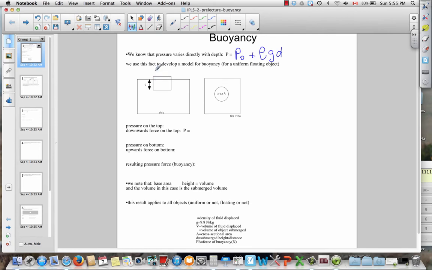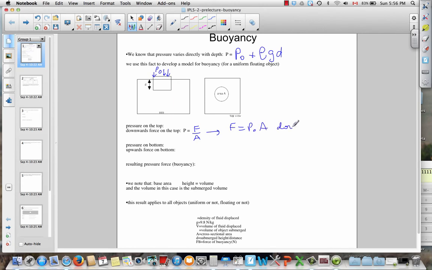Now, we know there's pressure here on the top. If it's floating, then it's exposed to atmospheric pressure. We know that a pressure is a force over an area. So that means the downwards force of air pressure on the top, the air will push in all directions, and it'll push down on the top. It'll also push a little bit on each side, but that'll cancel out. If we solve that for a force, it's a pressure times an area. The corresponding pressure is atmospheric pressure.